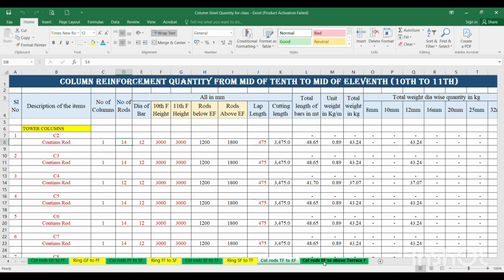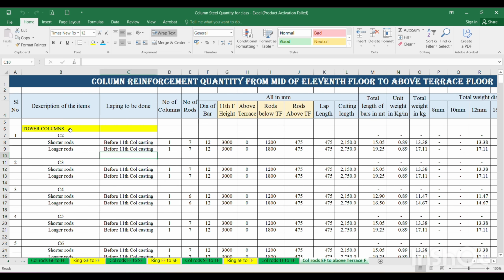Now this is the 11th to terrace floor. So this is 11th to terrace floor. Here what you have to do, out of 14 number of 12, we have to take, how we have taken in the footing, the same thing we have to take the longer rod and shorter rod, because these rods are going to be terminated.